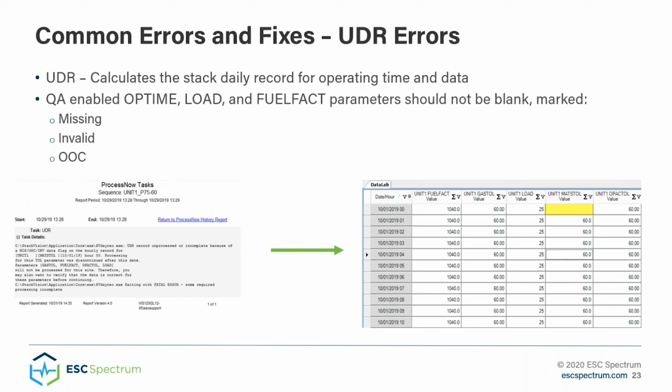This Stack Daily Record task, the UDR task, calculates these records. It's the operating time and data, the QA-enabled parameters that are very important for the operation of your system. That's like your uptime parameter, load, fuel factor parameters. These should never be blank. They can never be marked missing, invalid, or OOC, out of control. So this error message is telling you that one of these parameters is in one of these states, and so ProcessNow cannot pass. You have to fix that data. There are various causes for why that data might be that way, but importantly, it needs to be fixed.